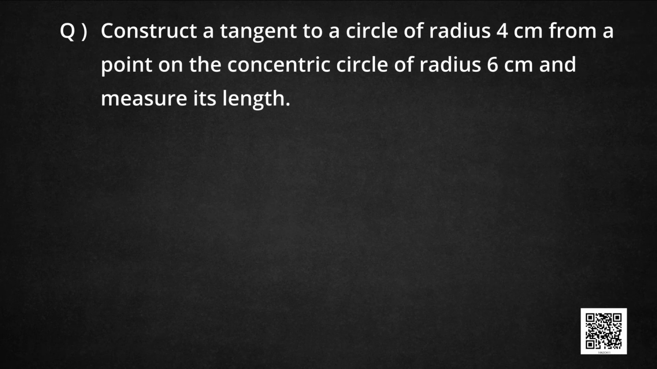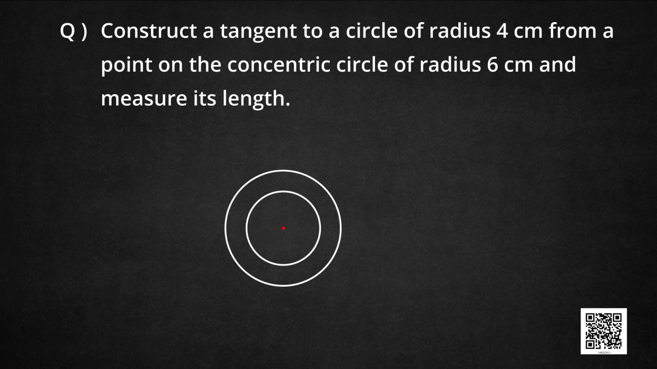Children, I have a question for you. Construct a tangent to a circle of radius 4 cm from a point on the concentric circle of radius 6 cm and measure its length. Children, let us draw a rough sketch. We have two concentric circles, that is circles with same center and two different radii. So we will take any point on the outer circle and from this point we will draw two tangents to the inner circle. Now children, isn't this just like previous question? Children, do this yourself.